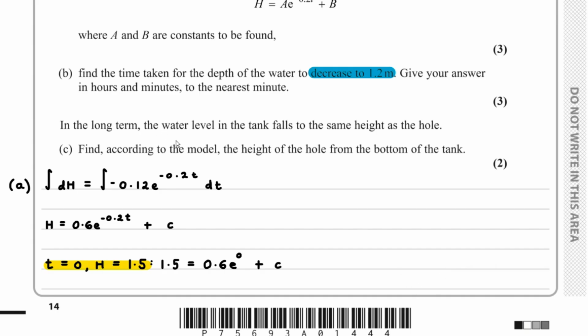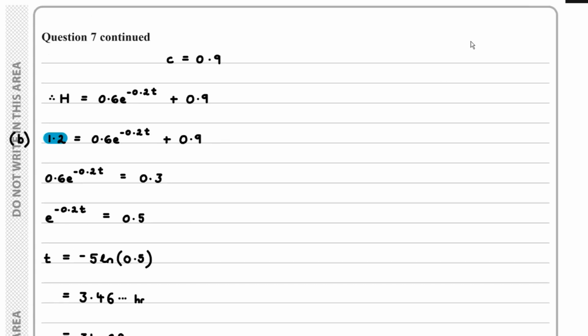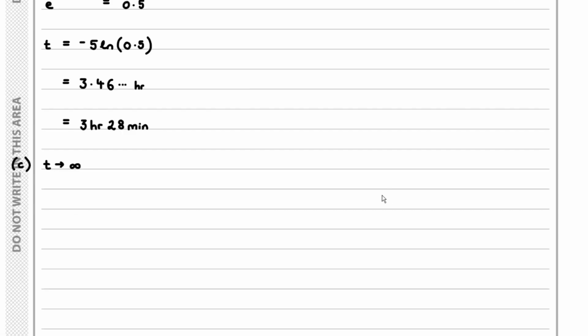In the long term, the water level in the tank falls to the same height as the hole. Part C, find according to the model the height of the hole from the bottom of the tank. Now for part C, what we need to think about is what happens as t tends towards infinity. Well, as t tends towards infinity, 0.6 e to the negative 0.2t will tend towards 0, meaning h will tend towards 0.9. So, as t tends towards infinity, h tends towards 0.9, meaning the height in the long term is 0.9 meters.